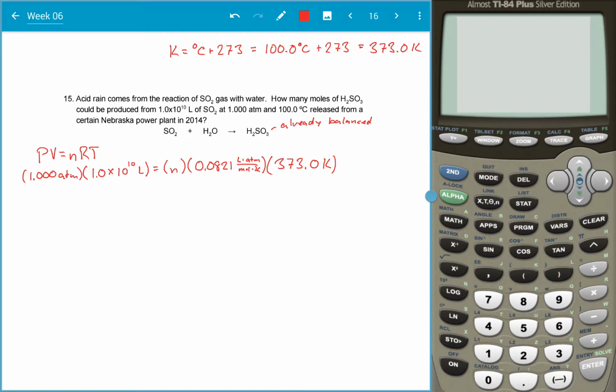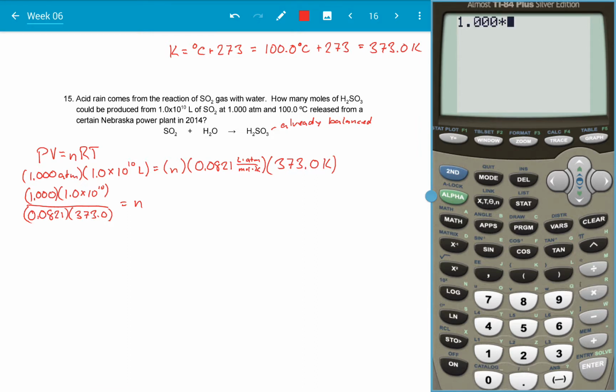Now, if I solve for n, I need to bring these two terms to the other side. So I'll end up with 1.000 times 1.0 times 10 to the 10th power, divided by 0.0821, and divided by 373.0 Kelvin.